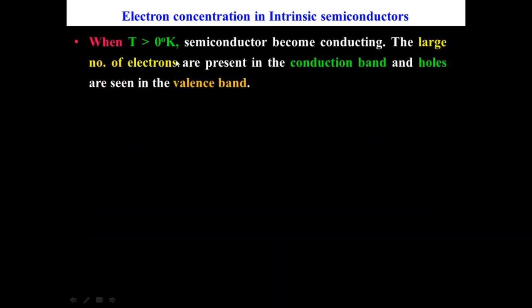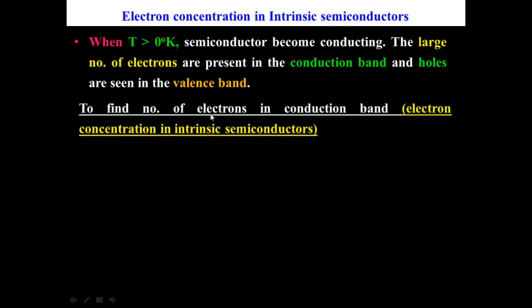As we saw earlier, when the temperature is greater than 0 degree Kelvin, the semiconductor becomes conducting, and a large number of electrons are present in the conduction band and holes are seen in the valence band. Now we will find out the number of electrons in the conduction band, that is, the electron concentration in intrinsic semiconductors. So we should know this formula for finding the number of electrons in the conduction band.